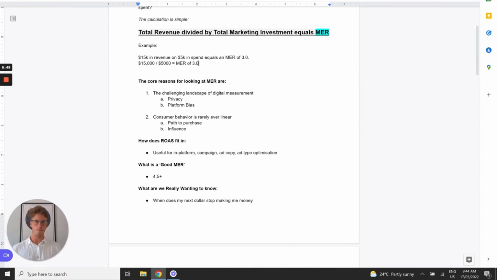So what's a good benchmark MER? Anywhere between 4.5 to 5 is a sign of a pretty healthy business. It means that there's room to scale and invest. Obviously, this doesn't account for product margin and a few other metrics, which we'll talk about in one of the next sessions. But as a ballpark, if you took your total revenue, divided it by your total marketing investment, including agency fees and any other costs, anywhere north of 4 to 4.5 is good.